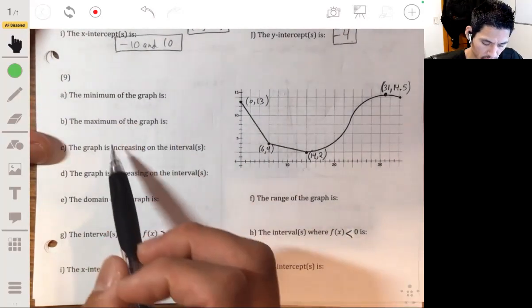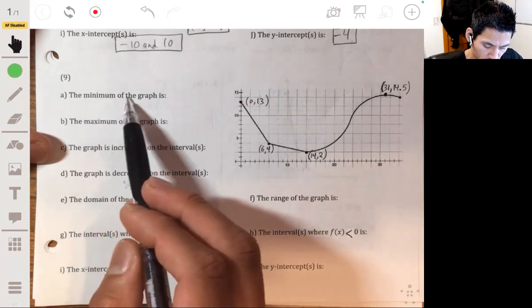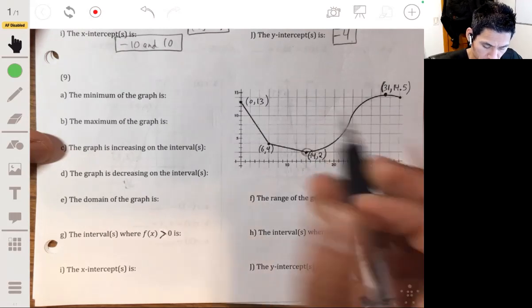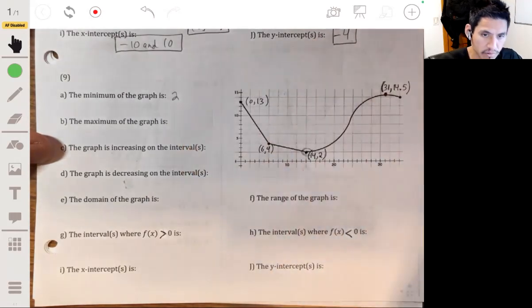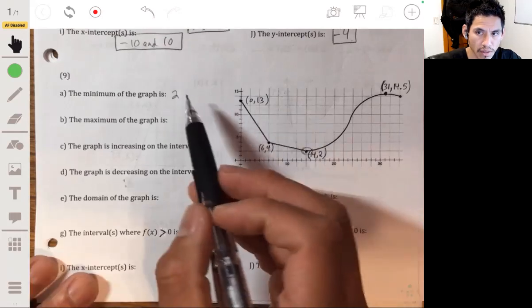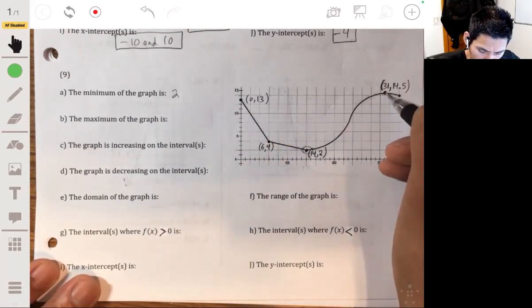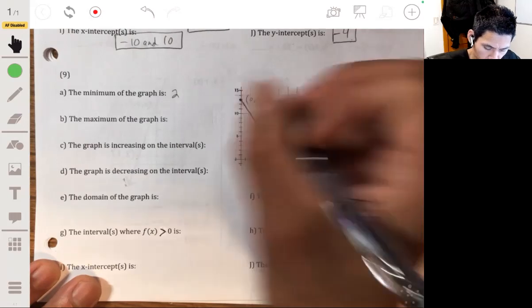But here we go. For this graph, the minimum of the graph is going to be at this point here. The lowest y value is 2. We just write 2. Maximum of the graph, the largest y value would be over here, 14.5.